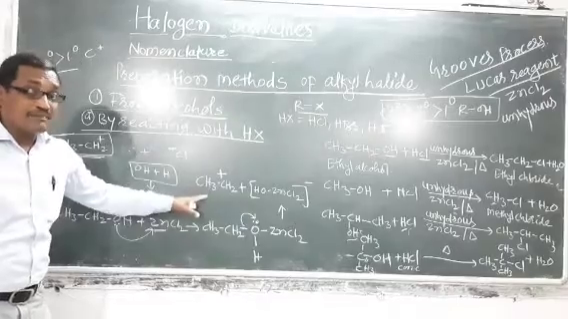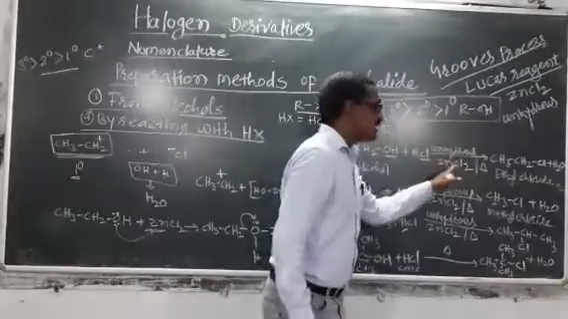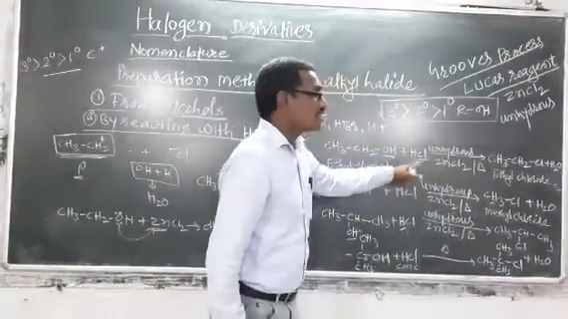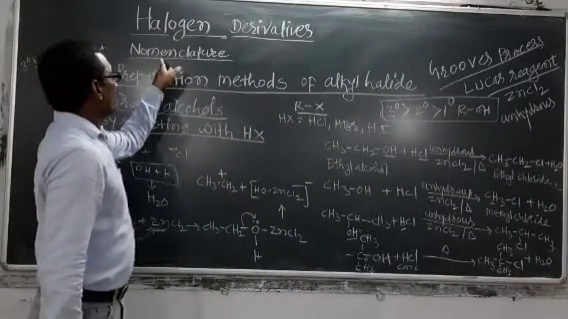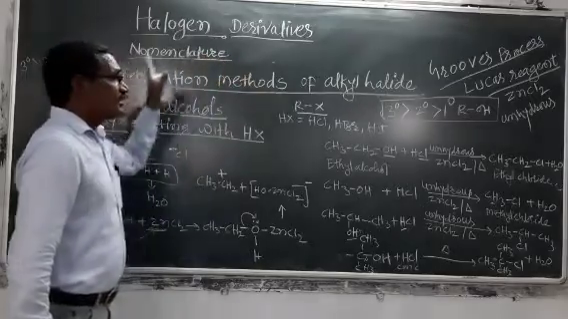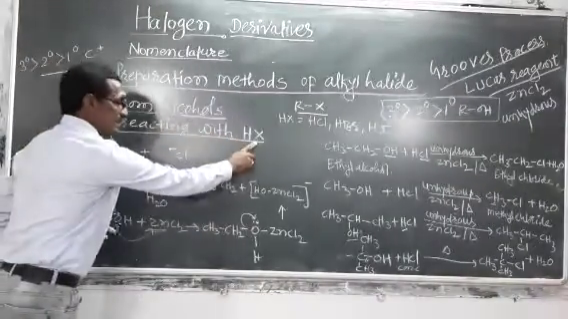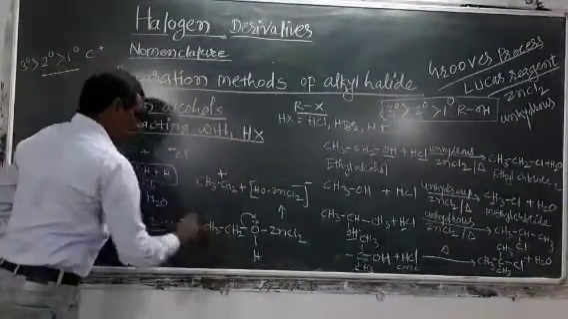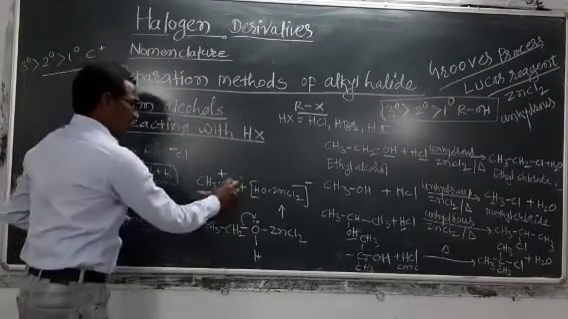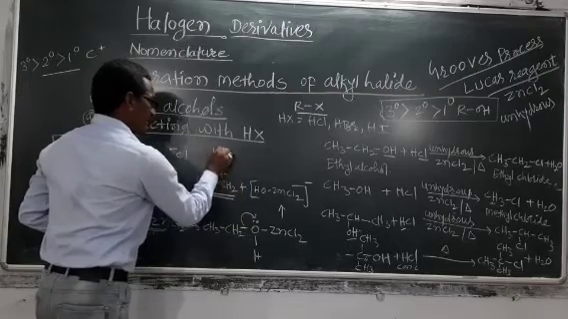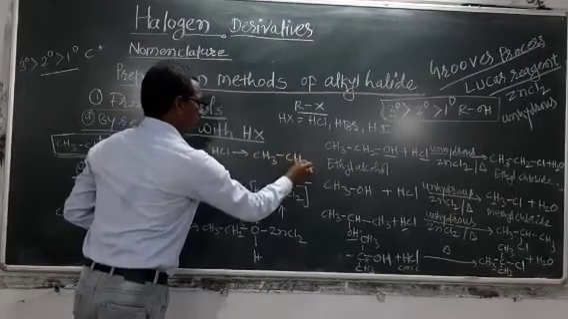To get such a primary carbocation, we require anhydrous ZnCl2 as a catalyst or as a reagent in the preparation of halogen derivatives, or in the preparation of alkyl chloride from alcohol and HX. In this reaction, what happened? This CH2 plus charge again reacts with HCl and gives CH3CH2Cl.